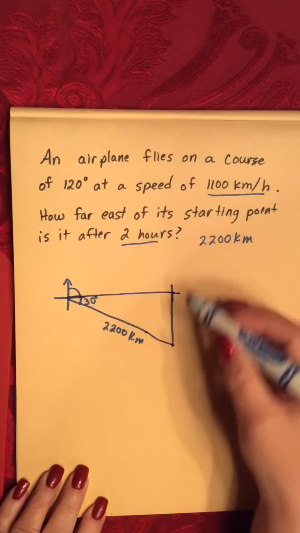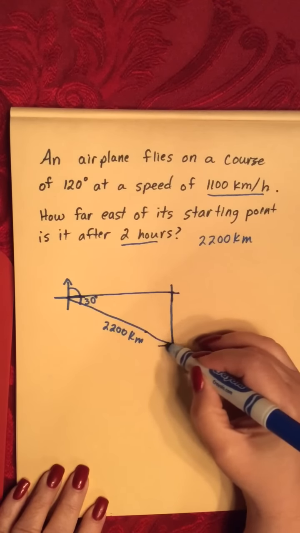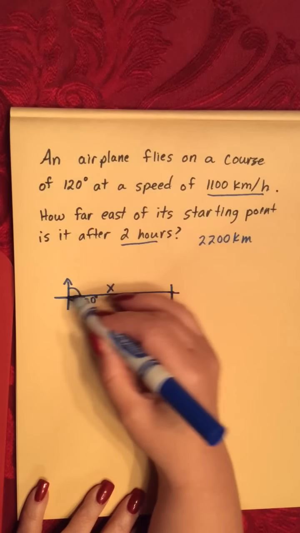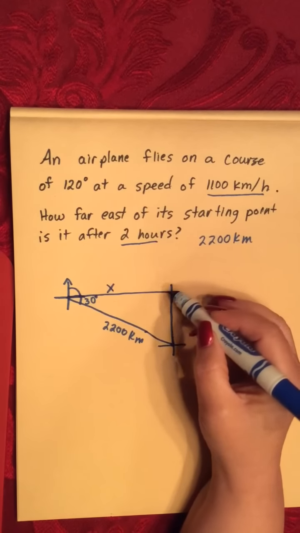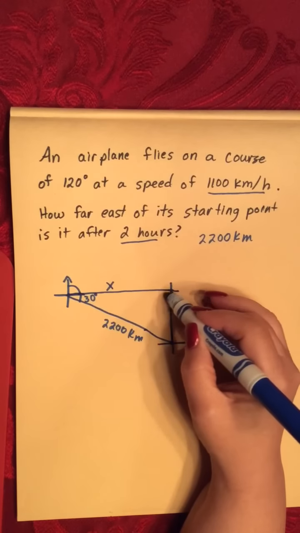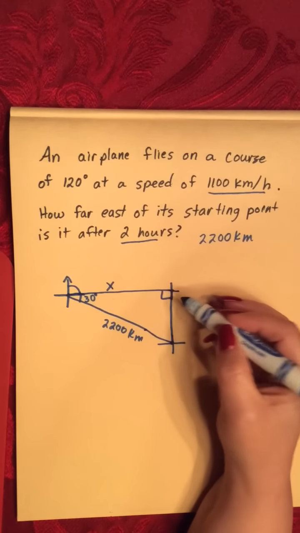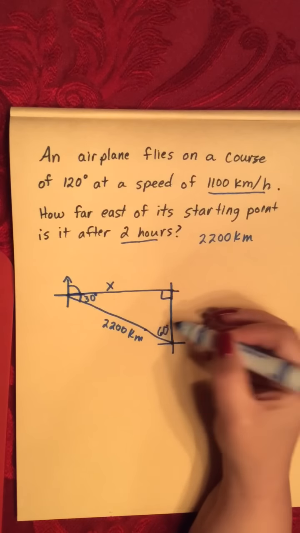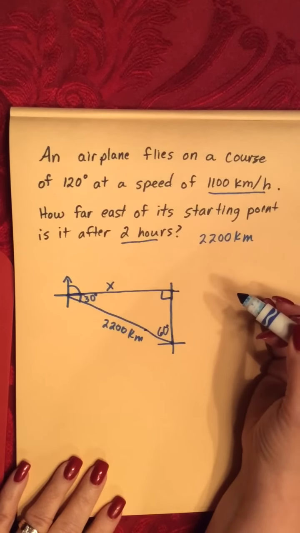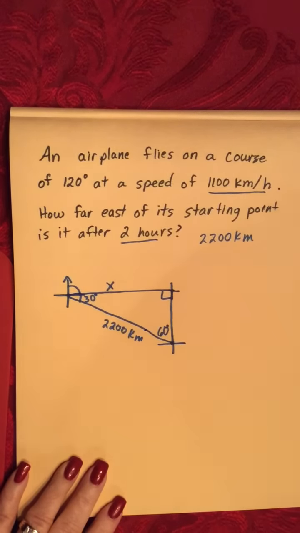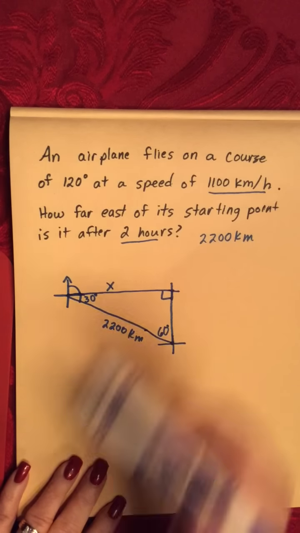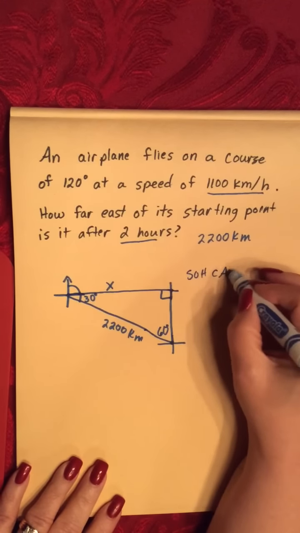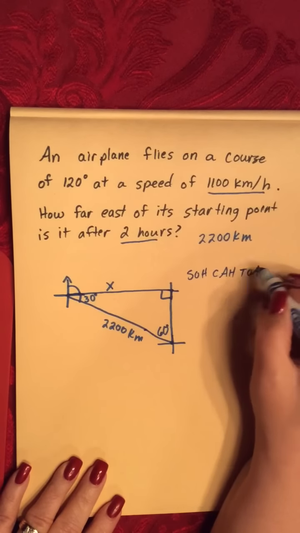So let's draw a little triangle like this. This is what I'm trying to find, how far east of its starting point. I know this is 30 degrees. This is going to be a 90-degree angle right here. If this is 30, then this is 60 degrees right here. So probably the easiest way to do this would be to use SOHCAHTOA. You can do that because it's a right triangle, okay?